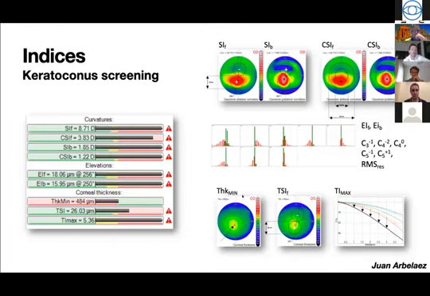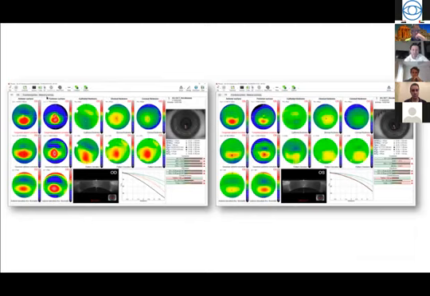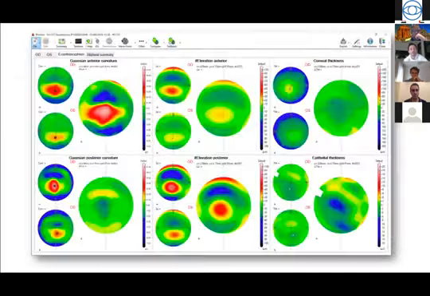We have the composition of the elevation maps index, and also all the thickness indices that we know from Belin Ambrosio and the thinnest point. We are also using a symmetry index, comparing similarly to what we were doing for the anterior and posterior curvatures. We have the ability to click just here on the right, or press here on the left, and it will show us all the information in the keratoconus screening super fast. I will show you how to navigate this a little bit later on.